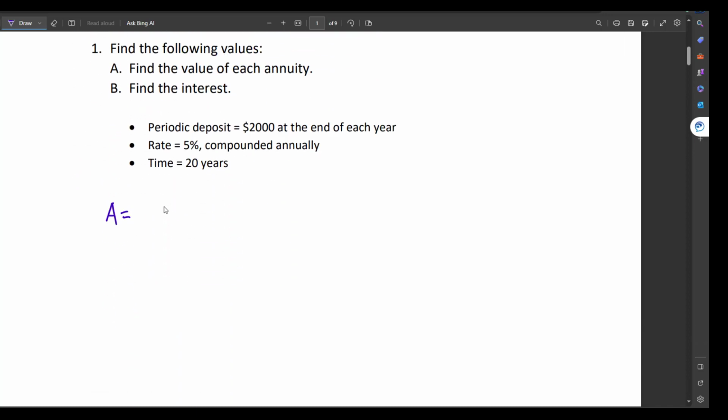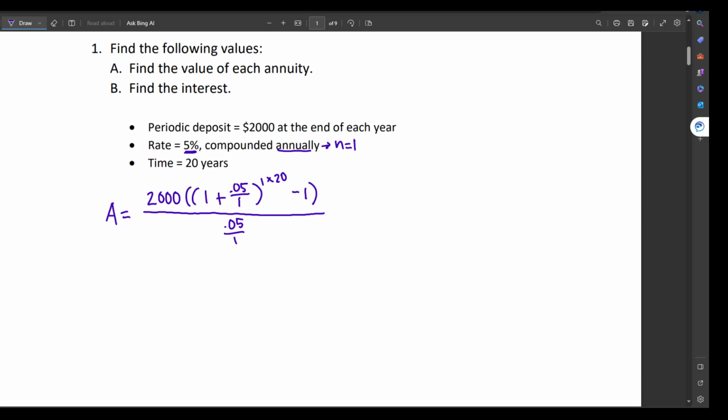So A equals P, which is 2,000. We are paying $2,000 at the end of each year. 1 plus our interest rate is 5%, so 0.05. Compounded annually, so N equals 1. So we have 0.05 divided by 1. And then N times T is 1 times 20 for 20 years. And then all of that minus 1. You have to be very careful with your parentheses. The parentheses do matter. And then all of that divided by 0.05 over 1.